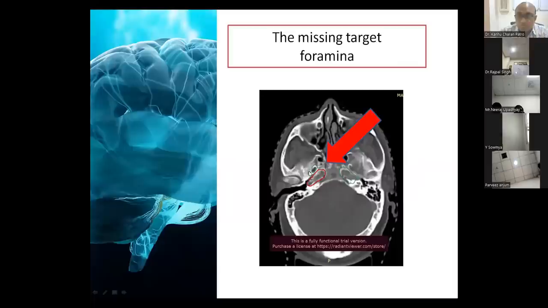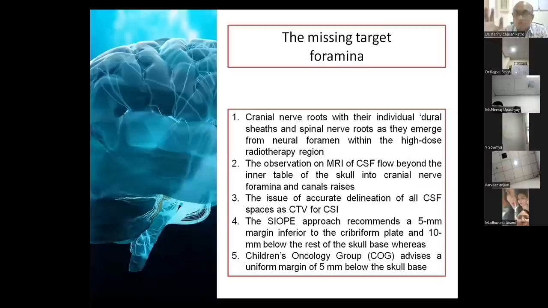We have to take the base of skull bone windows and contour all these areas properly so that you include all these foramina. Targets are missed in the foramina because the skull foramina carry the cranial nerve roots. We should contour all the foramina, starting from the cribriform plate, optic foramen, ethmoidal foramen, foramen ovale, foramen spinosum, foramen lacerum, internal acoustic meatus. All of these you have to contour properly, with at least a 0.5 mm to 1 centimeter margin to cover the CSF spread.